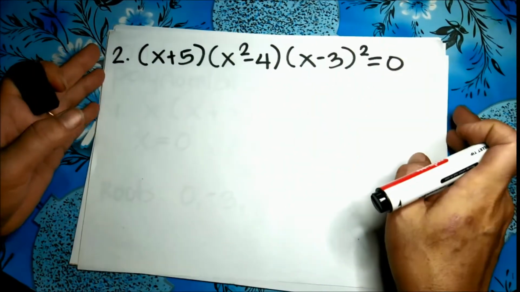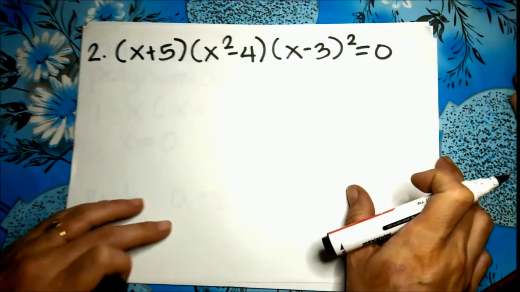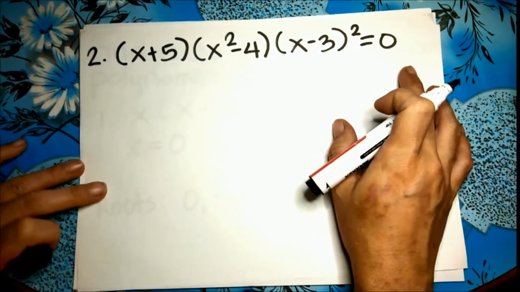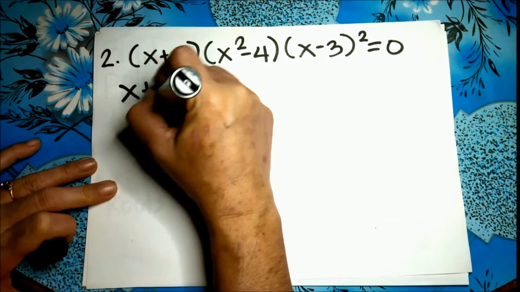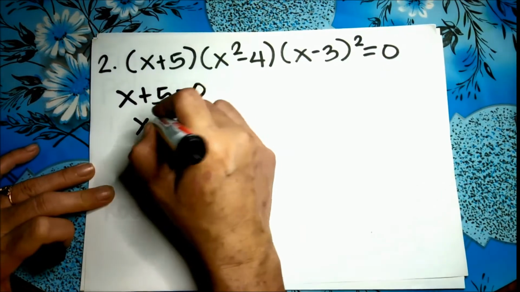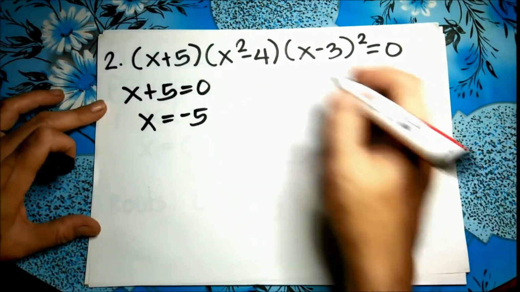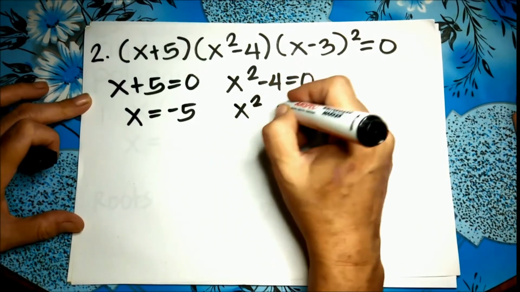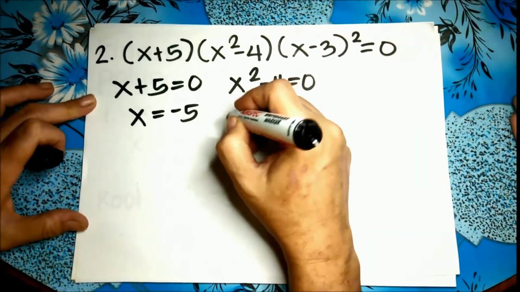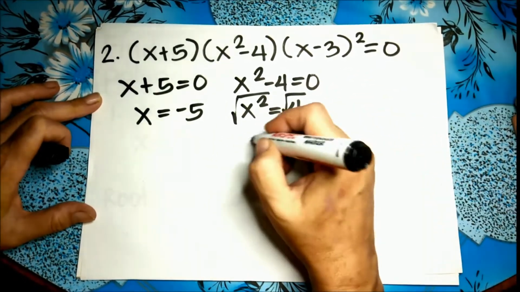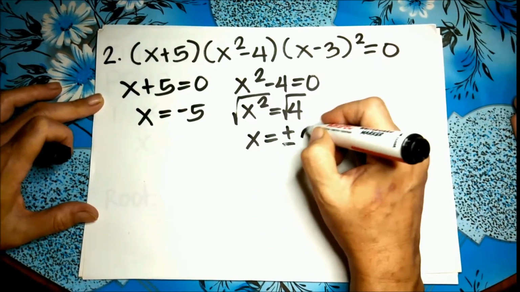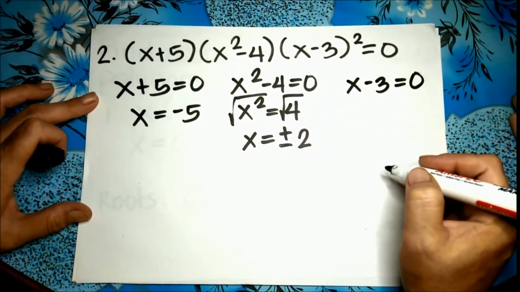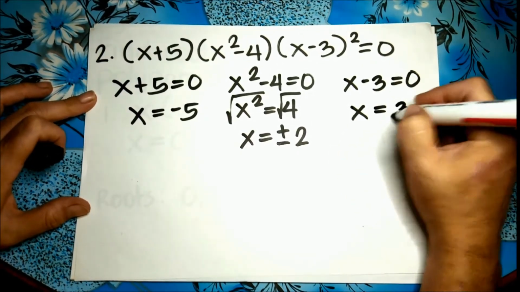Find the roots of (x plus 5) times (x squared minus 4) times (x minus 3) squared equal to 0. Again, notice that it is in factored form, so we just apply the zero product property. So you have x plus 5 equal to 0. Therefore, x is equal to negative 5. Next, we have x squared minus 4 equal to 0, and we say x squared is equal to positive 4. So getting the square root of both sides, we have x now is equal to positive and negative 2. Last, we have x minus 3 equal to 0. Therefore, x is equal to positive 3.